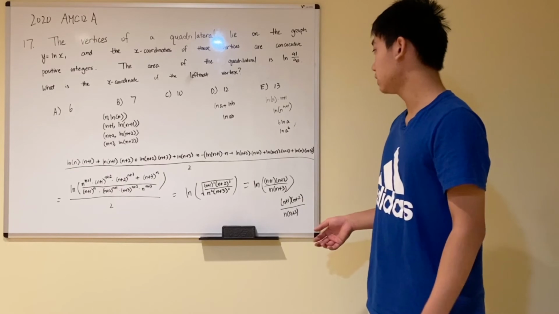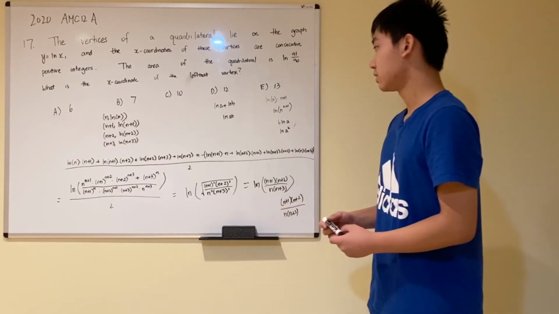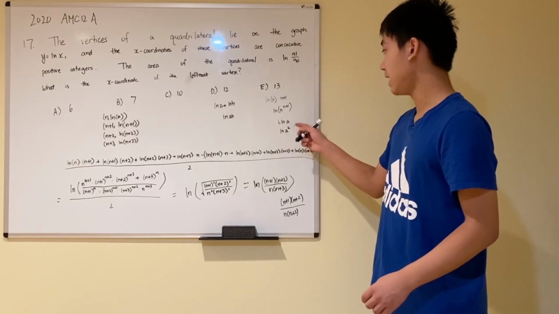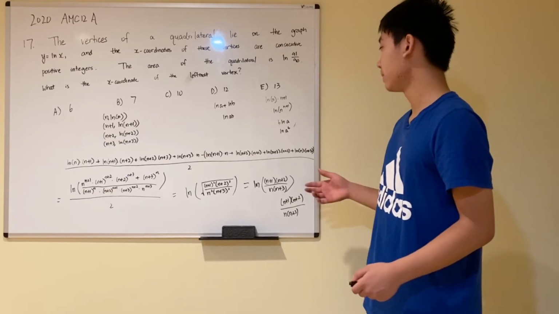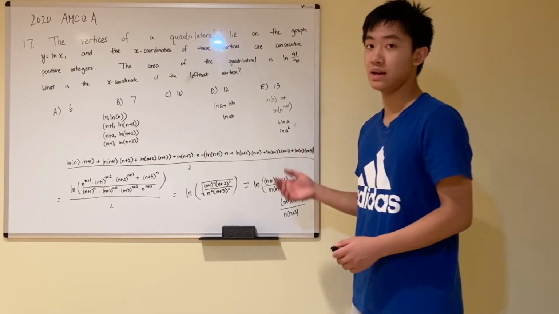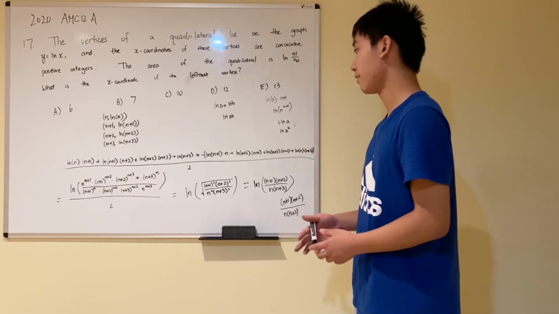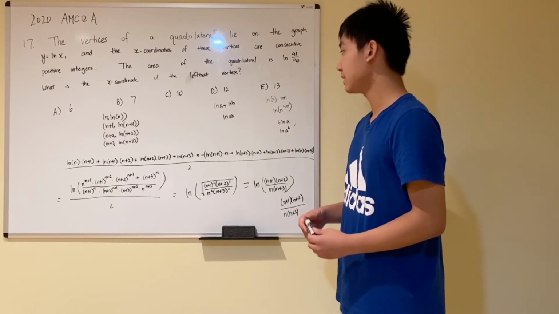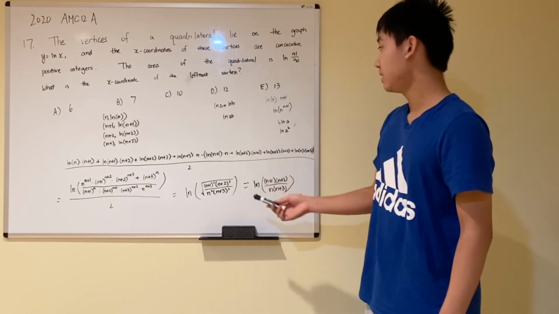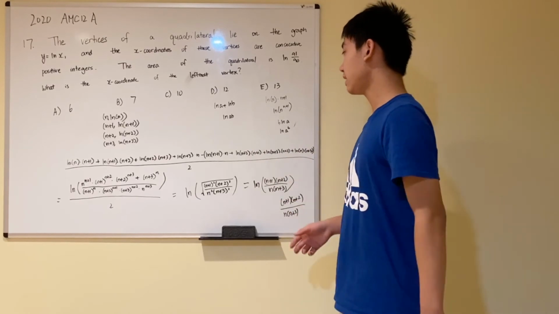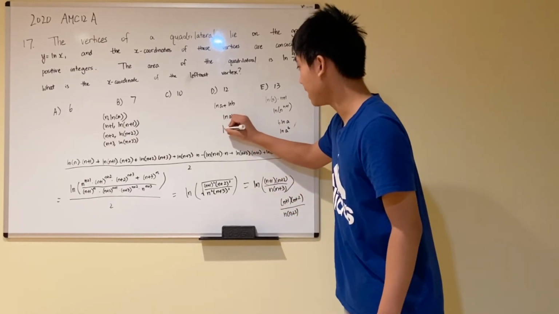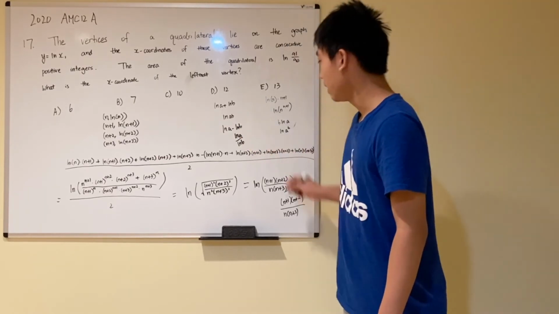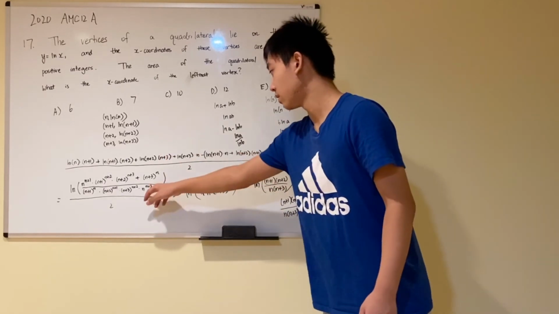The first log property that I used was the exponent property. It states that b ln a is equal to ln a to the b. This works for any log base; it doesn't have to be ln. It could be log 10, log 2, log 3, whatever. The next thing I used was the addition property: ln a plus ln b equals ln ab. The last thing I used was the subtraction property: ln a minus ln b equals ln a over b, which is how I got this divided by this right here.